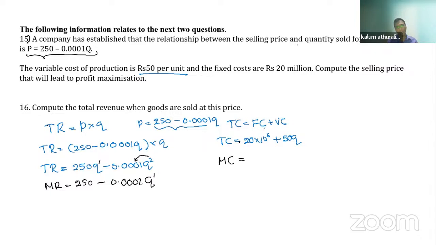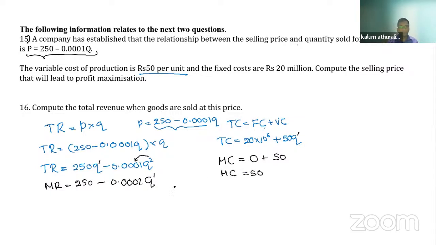Differentiate the TC function. A is constant, 20 million. Differentiate the constant, the answer is 0, because the first derivative of a constant is 0. Then here 50Q, the power is 1, so Q becomes 1, the answer is 50. And MC equals 0 plus 50, which means 50.